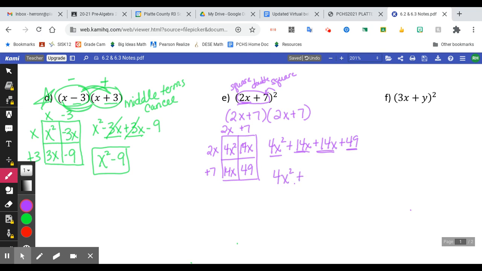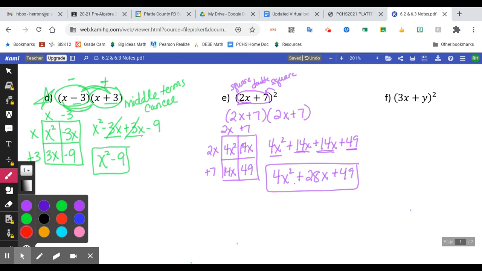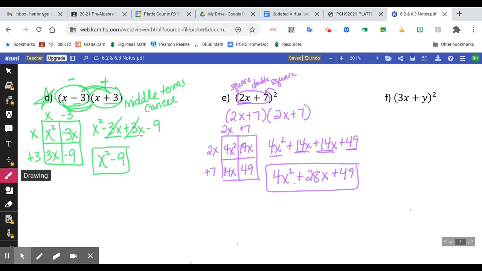4x squared. 7 times 2x is 14x. So we double it. There's 28. And 7 squared is 49. Okay? So same thing on the next one. See if you can do it out loud, then I'll show you how to do it with the box if you don't remember. So square, double, square.